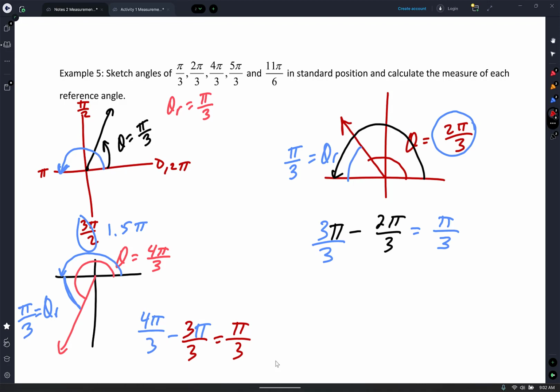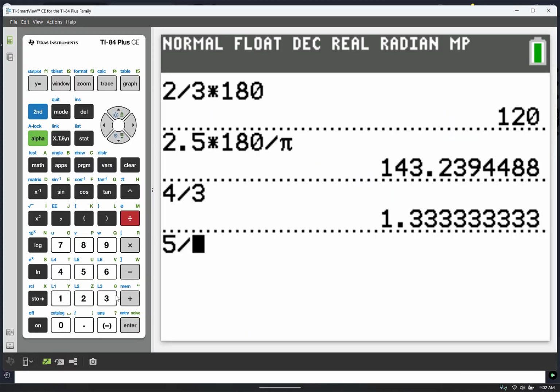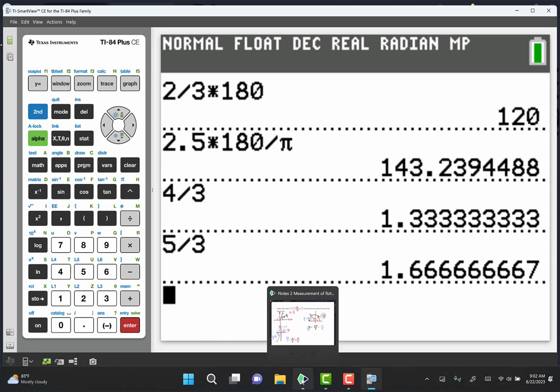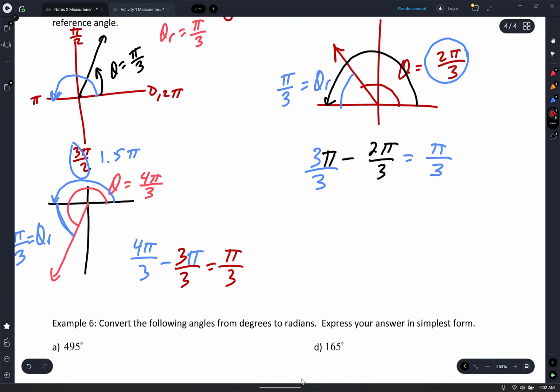I think you guys are going to like the next two. 5 pi over 3. So that is more than 1.5 pi, but less than 2 pi. See, 5 divided by 3 is 1.6. So it's bigger than 1.5 pi, but smaller than 2 pi. So what quadrant am I in? Quadrant 4, guys. So I know we're getting tired. So it looks something like this.